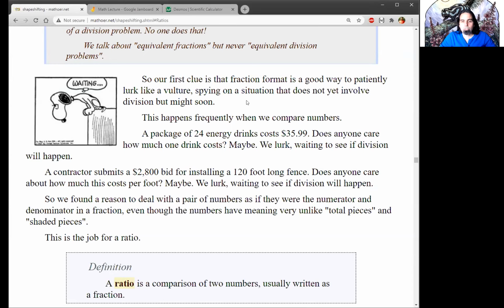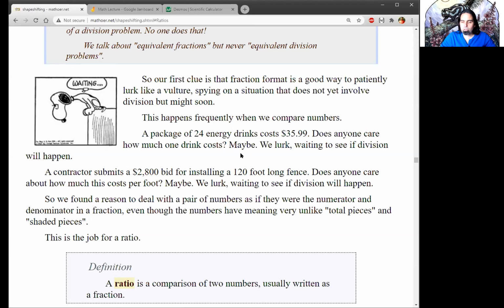Okay, so the first clue is that fraction format is a good way to patiently wait like a vulture, spying on the situation that might involve division soon. And this happens all the time when we compare numbers. A package of 24 energy drinks costs $35.99. Does anyone care how much one drink costs? Maybe we need to do $35.99 divided by 24.